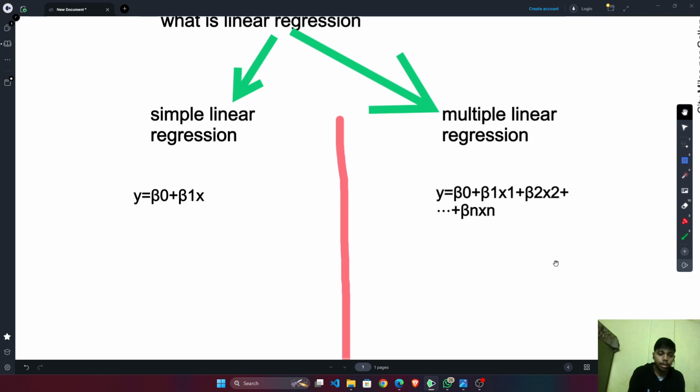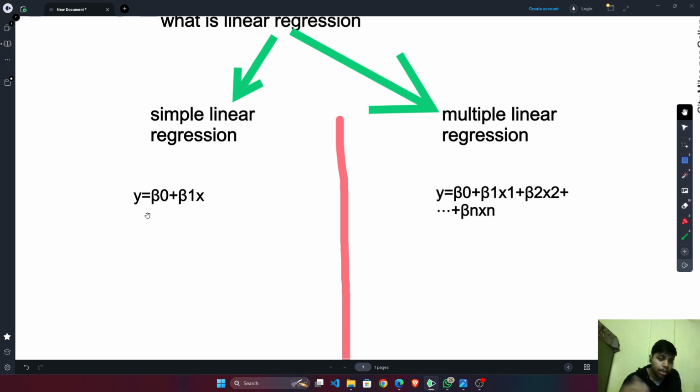Simple linear regression means the input is only one. So x is the input variable, which means it is the independent variable, and y is the dependent variable because it is dependent on x for its value. In simple linear regression there is only one independent variable and one dependent variable.